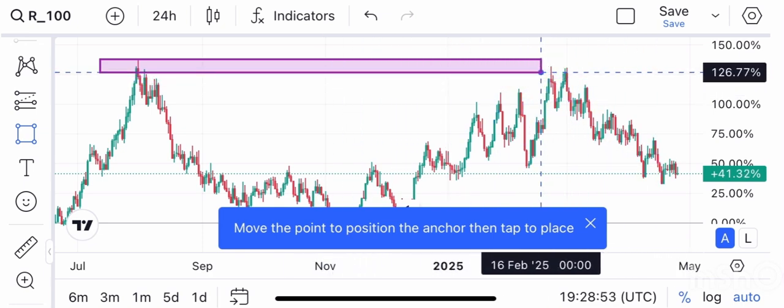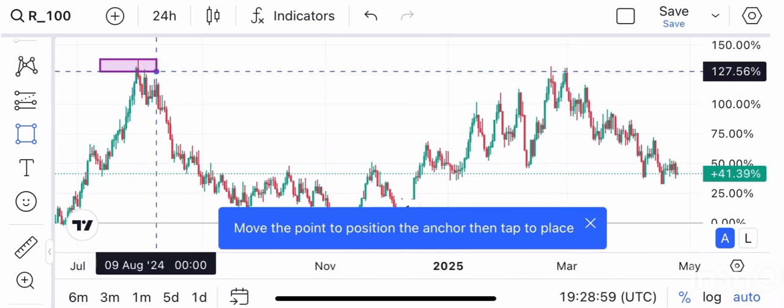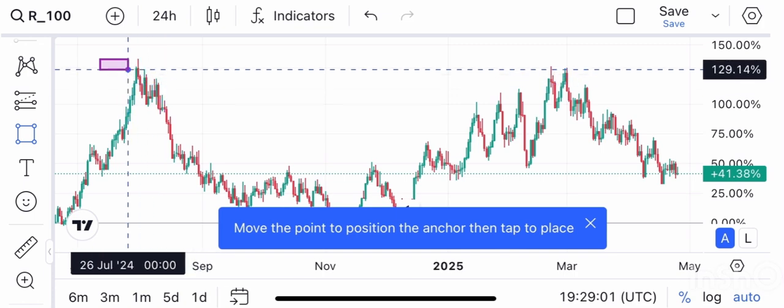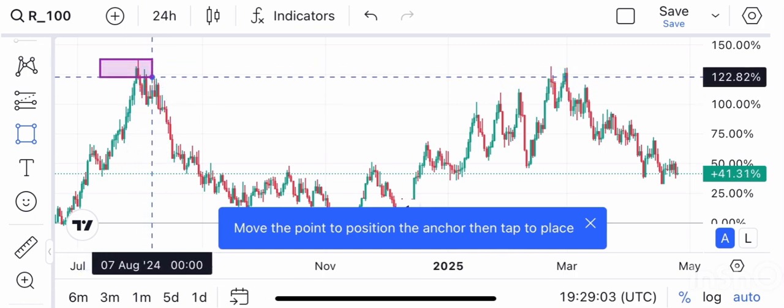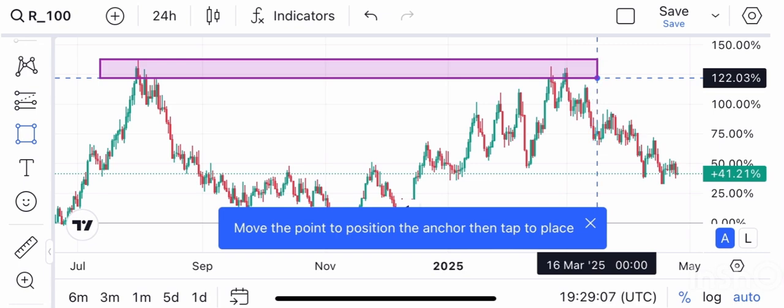Now, you can see what happened in the future, right? On this particular place, I'm marking it from here. Price had a very strong resistance here and dropped down. If you stretch it all the way to the future, you can see what happened when price got to this particular point.